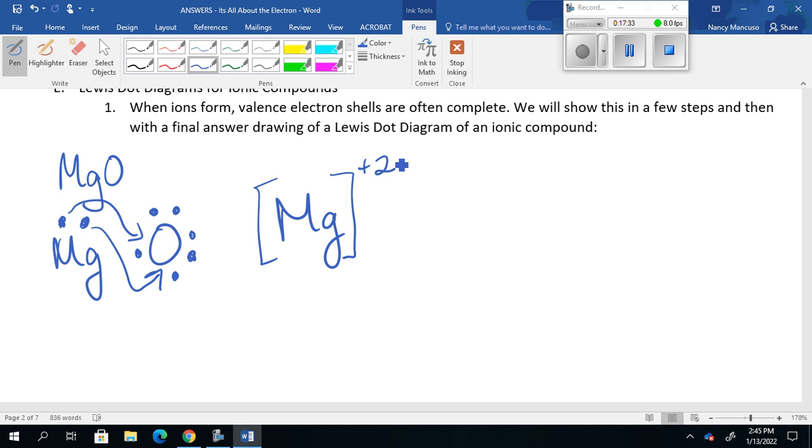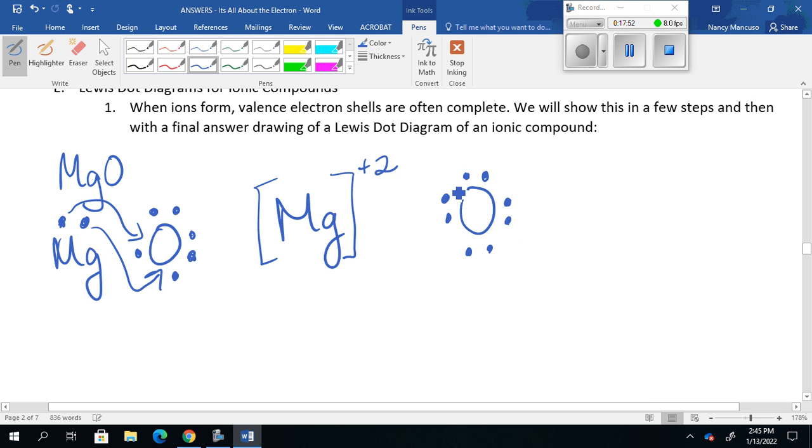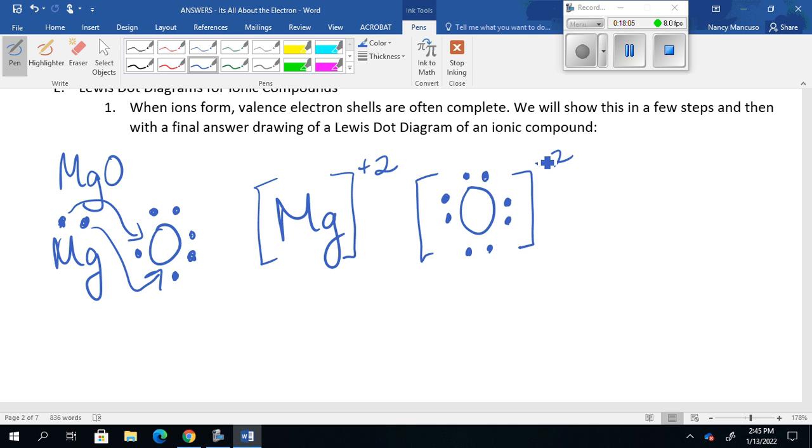And I don't show the 8 that are under that. I like to show that it just has lost its outermost 2, meaning the next one in is going to be full. Oxygen needs all of its dots. So it only had 6. I need to show that now it actually has all 8. And so over here, I'm going to put brackets to show that it's full, and I'm going to show -2 because it gained 2. It used to be 6, and now it has 8. So that would be my Lewis dot diagram for MgO.